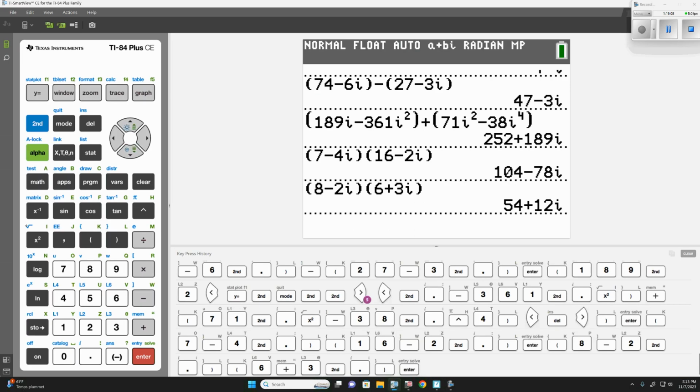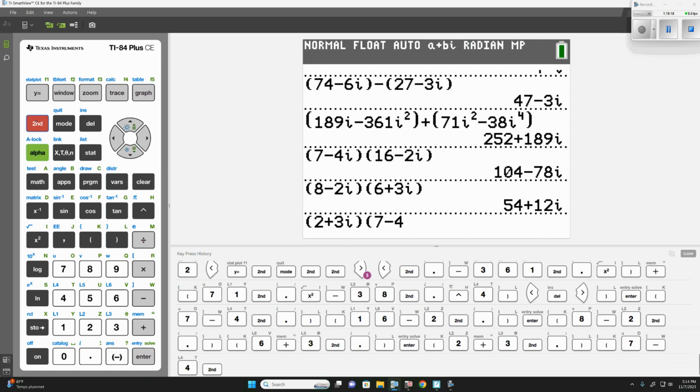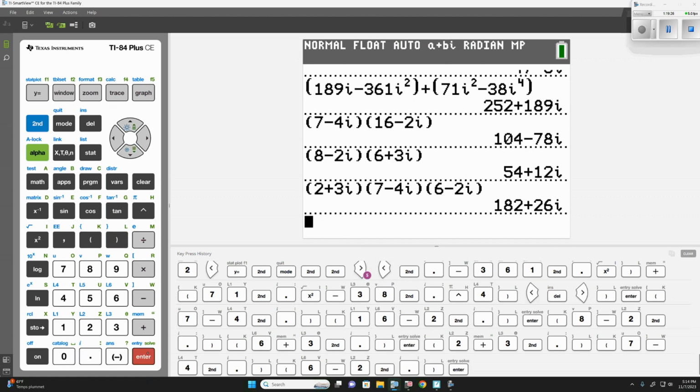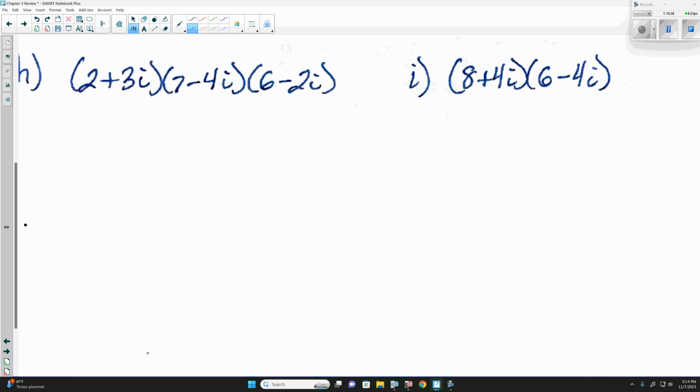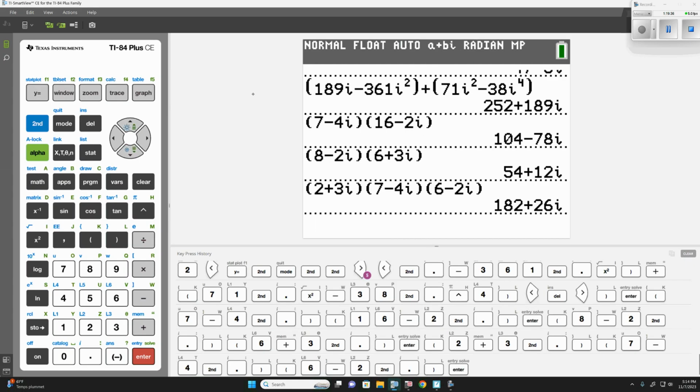Even though it has 3 parentheses, we can still do the same thing. 2 plus 3i times 7 minus 4i. Close parentheses, open parentheses, 6 minus 2i. Type the whole thing in, we get 182 plus 26i. It still works. And that's our answer. We can do the next one in the calculator.